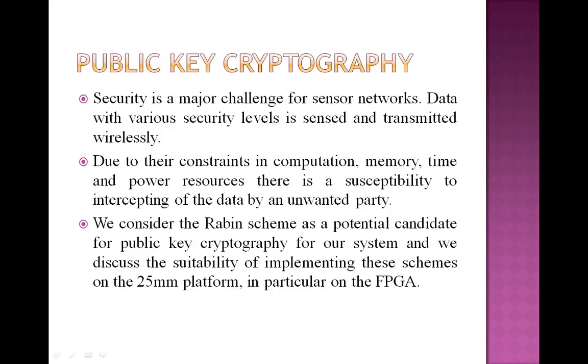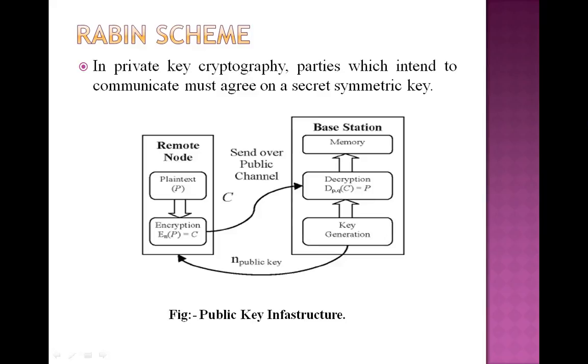Security in wireless sensor networks is mostly provided through symmetric key cryptography. Private key cryptosystems need a complicated key scheduling algorithm to establish the symmetric key. It is widely believed that the complexity cost of public key algorithms makes them unsuitable for resource constrained applications. In our system, we propose a public key cryptography architecture based on the Rabin scheme that provides efficient cryptography for data. This is the Rabin scheme.